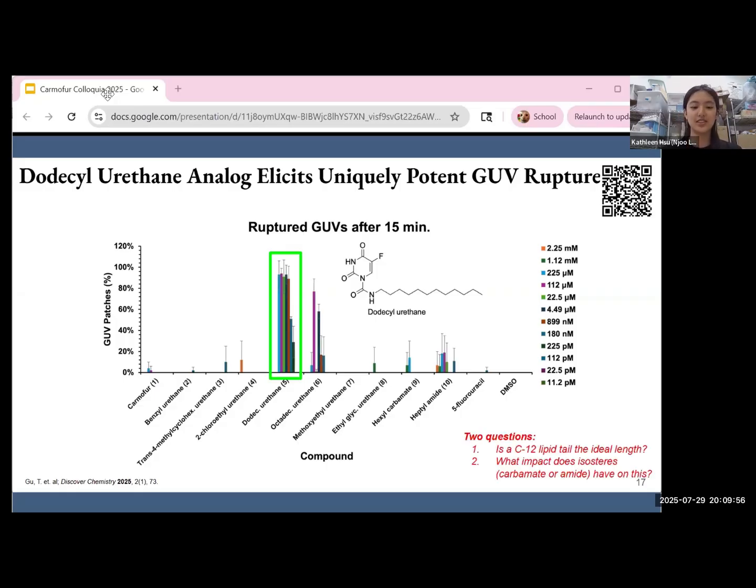So this really caused us to ask the question, number 1, what is the ideal lipid tail length for rupturing GUVs?